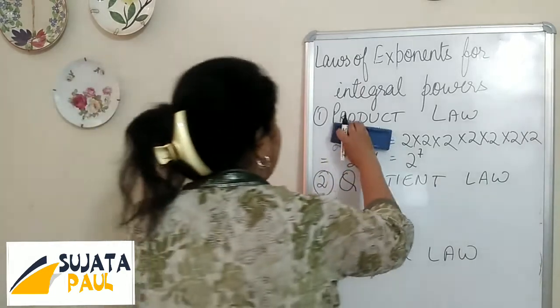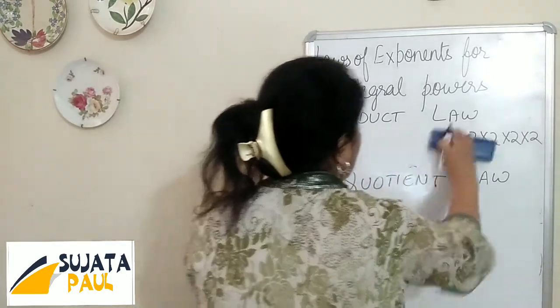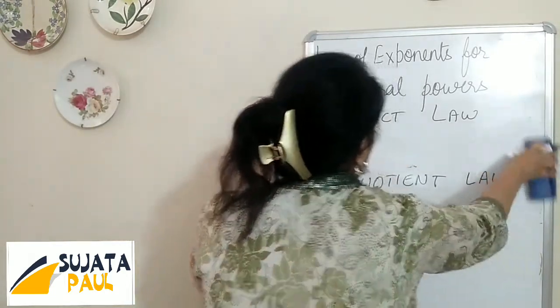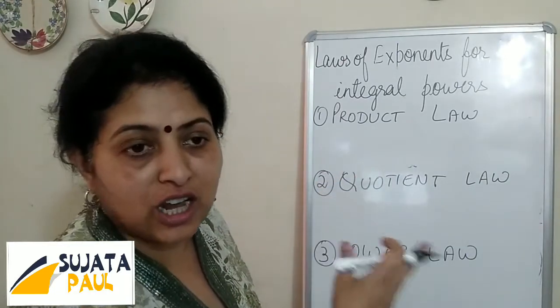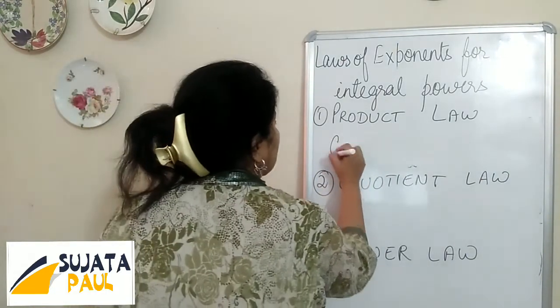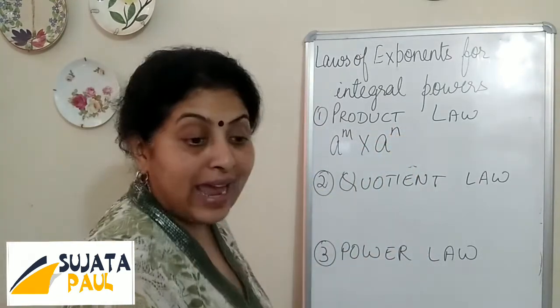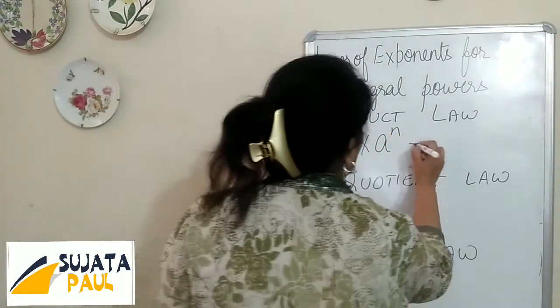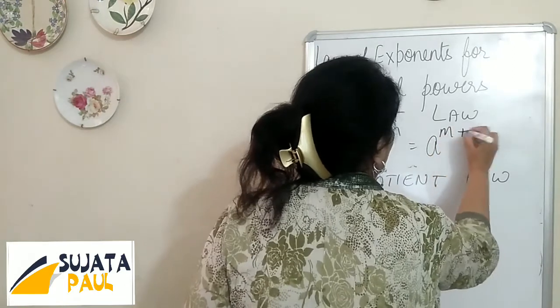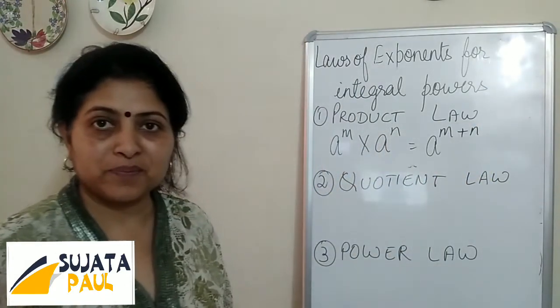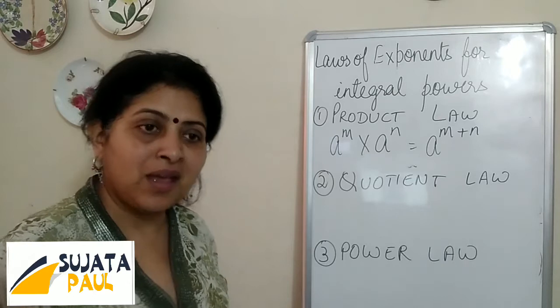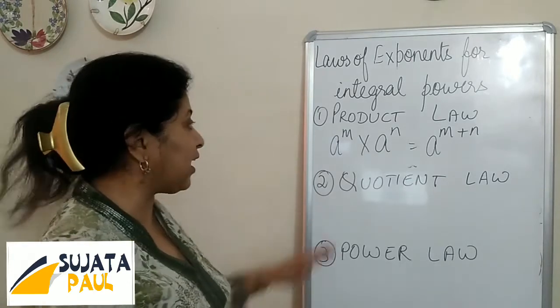So this is my product law. What is my product law? I can write it in this particular manner. A raised to the power of m into a raised to the power of n will be equal to a raised to the power of m plus n. I hope this is clear. Otherwise you can rewind it and keep checking.